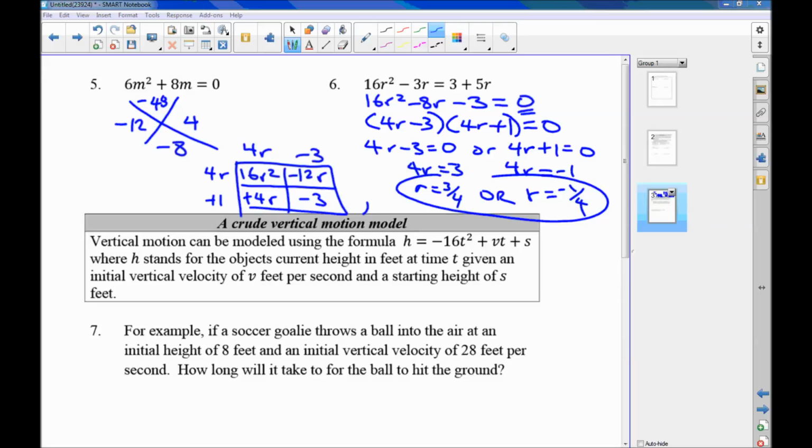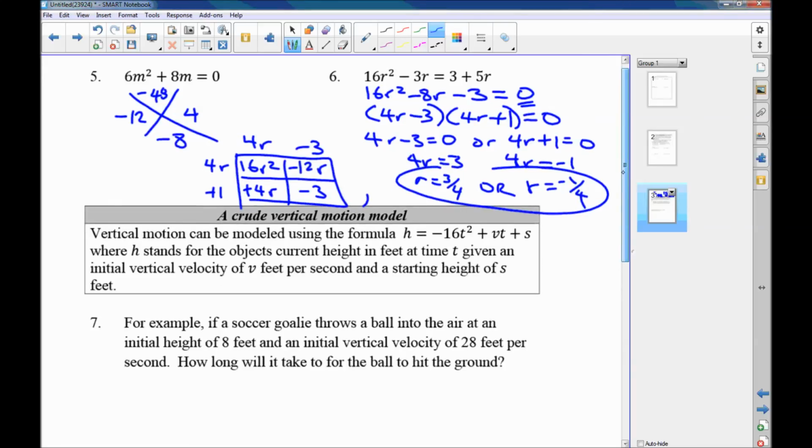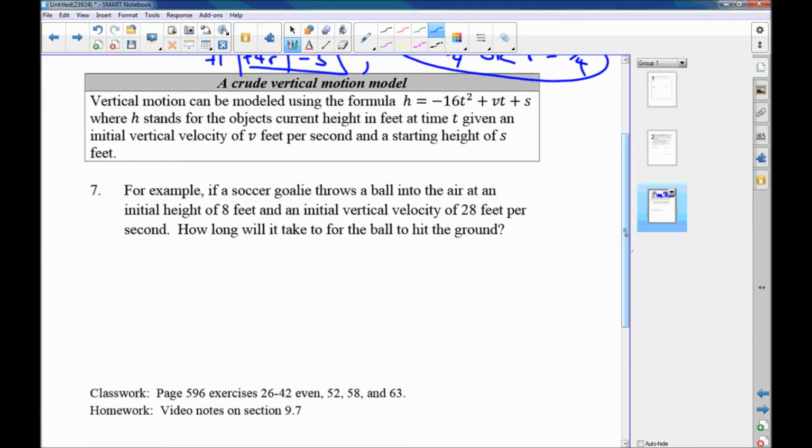All right, so here's a crude vertical motion model. This does not take into account wind speed or any of those kind of things. So it's just saying, hey, nothing about how aerodynamic the object is. Just quick, makes a parabola. So it makes it look like it works in small things, but it doesn't really work for all, okay? So this crude vertical motion model is this formula.